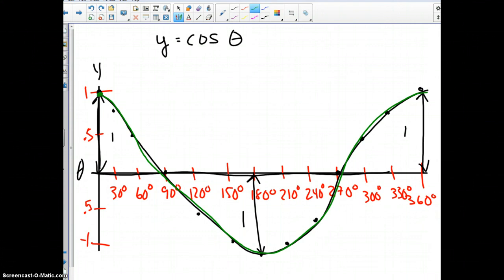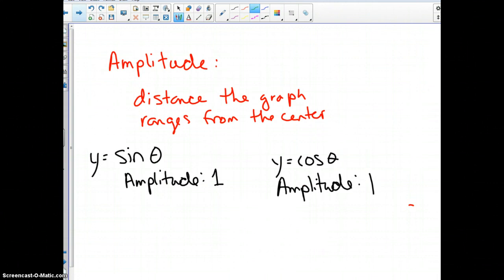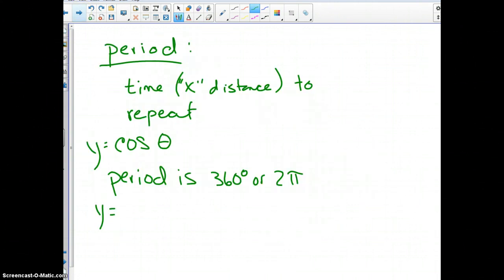But you can see here that it starts over, it goes from 0 to 360. So I didn't lie on the first one for the sine, and the cosine was 360 or 2 pi. Turns out they both are.